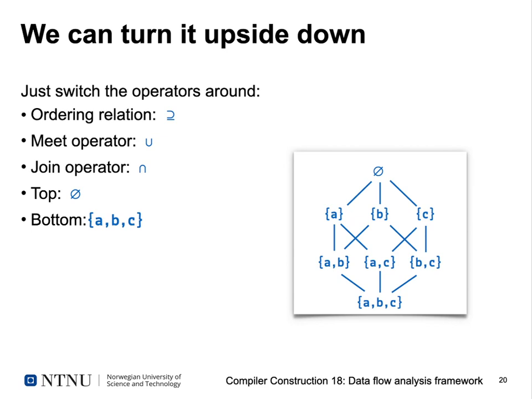Now, the funny thing is that if you just switch the ordering relation and the operators, well, you can just turn your whole Hasse diagram upside down. So if you switch the ordering relation around and also the meet and join operator around, then you have the empty set at the top, you have the complete set of all of the three elements at the bottom here, and you can go through this diagram and you see this also works with supersets instead of subsets, and then you just need to switch over your operators here.